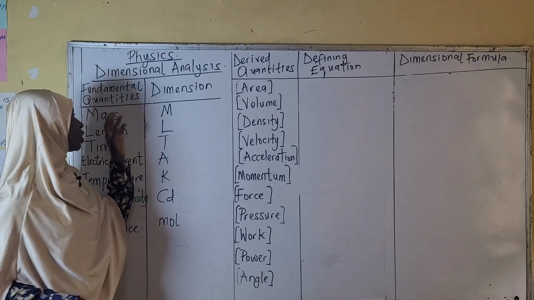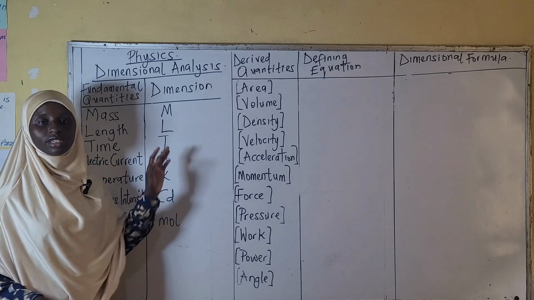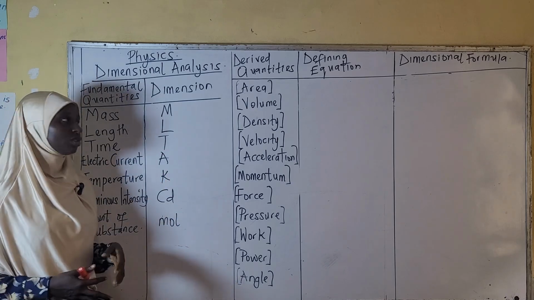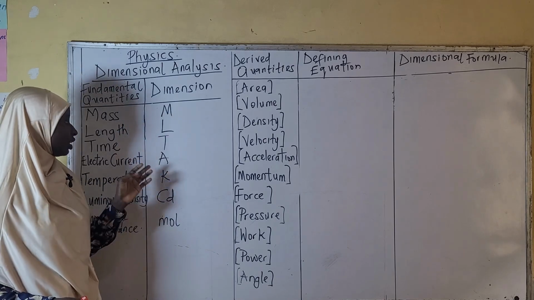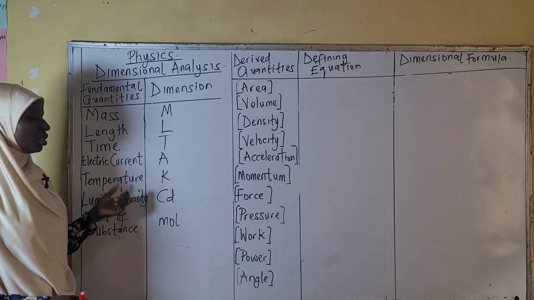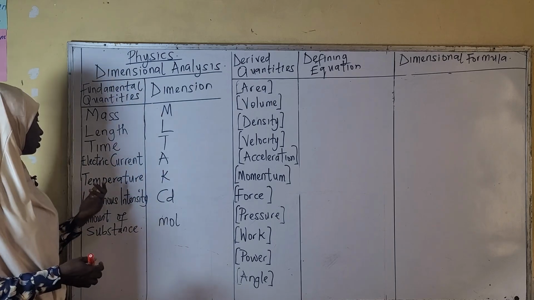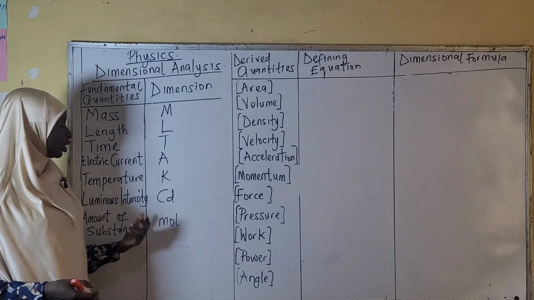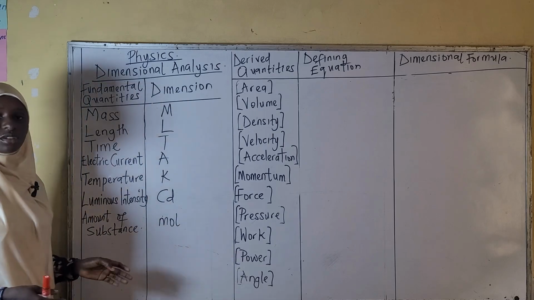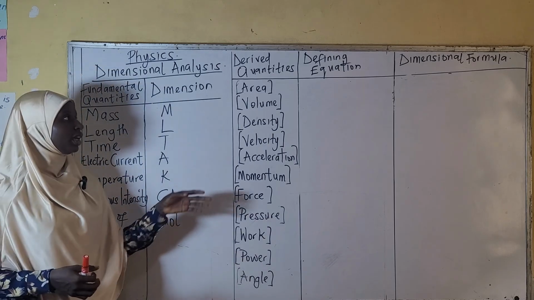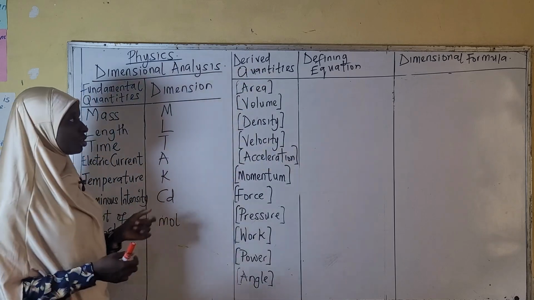Alright, so you can see we have the fundamental quantities and their corresponding dimensions. For mass we have M, for length we have L, for time we have T, for electric current we have A, for temperature we have K, for luminous intensity we have CD, that's candela, and for amount of substance we have mole. Now to the derived quantities, because we are going to be needing them.